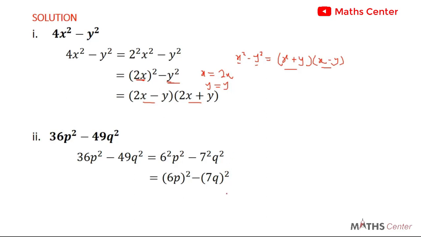So you can see clearly from here that this is the first term, 6p. This is the second term, 7q. 6p is squared, 7q is squared, and we have minus here. So this qualifies as a difference of two squares. You know that to expand this, what you do is that the first term, which is 6p, minus the second term, 7q, in one bracket. Then you open another bracket. The first term, which is 6p, plus the second term, which is 7q, in another bracket. Let's take another example.